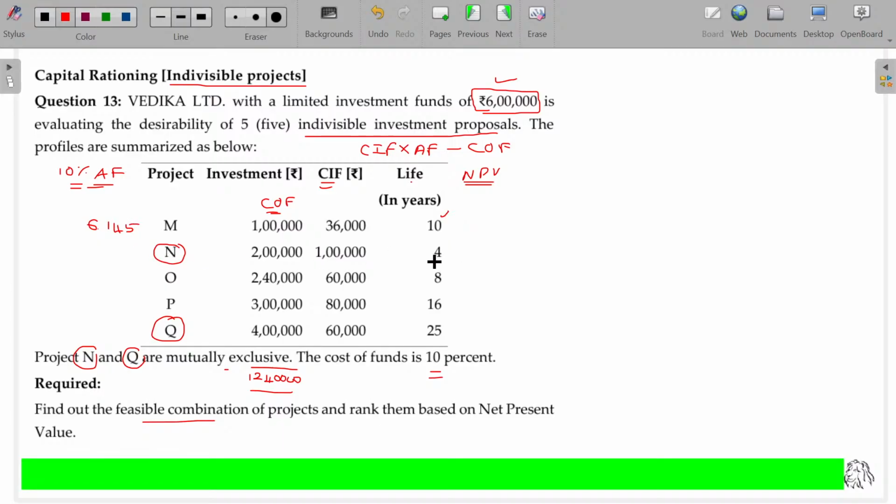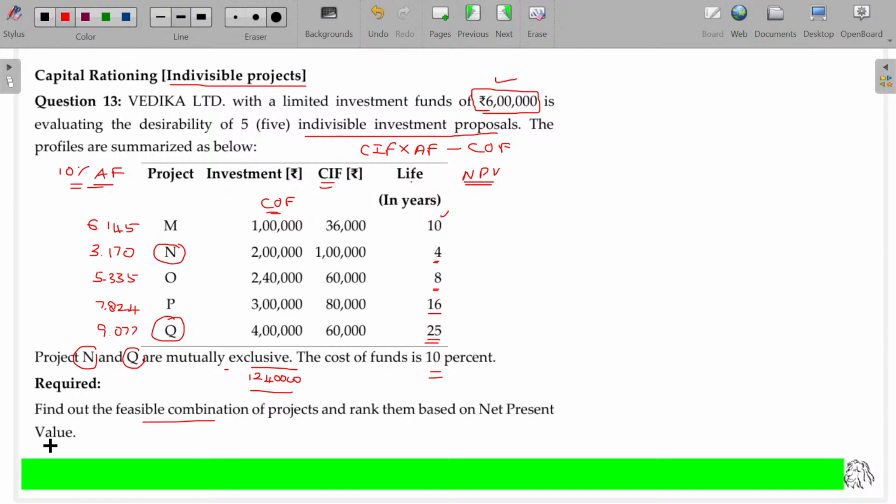In case of N, 4 years. Find out the 4 years annuity factor at the rate of 10%, 3.170. O, 8 years, so the 8 years annuity factor is 5.335. For P, 16 years, the annuity factor at the rate of 10% is 7.824. In exams, these annuity factors may be given, no need to worry. For Q, 25 years, the annuity factor at 10% is 9.077.